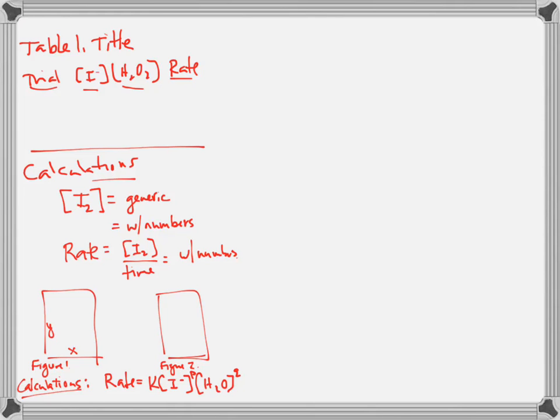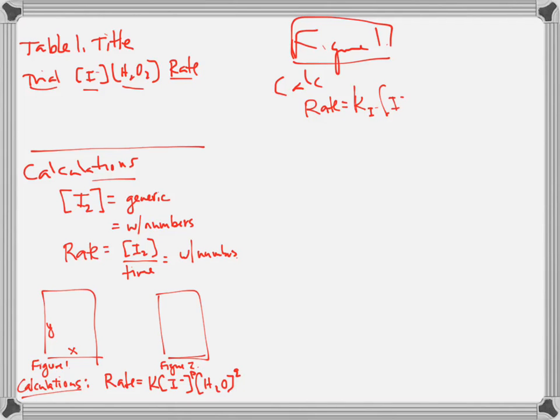Under figure 1, if figure 1 was to solve for P, what calculation would I expect to see under figure 1? That would be your rate equals a new rate constant. So we'll call figure 1 the iodide, times the concentration of iodide to the P power.